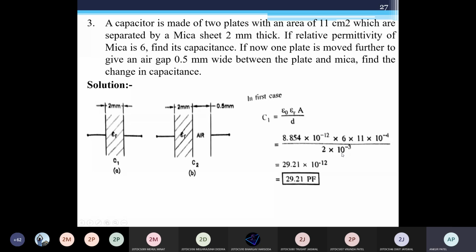By calculating this, we'll get 29.29 into 10 raised to minus 12, which is your picofarad. Just remember this. You can write this as 29.29 into 10 raised to minus 12 farad also, but if you know the conversion, then just write 29.29 picofarad. Now this is for the first case.